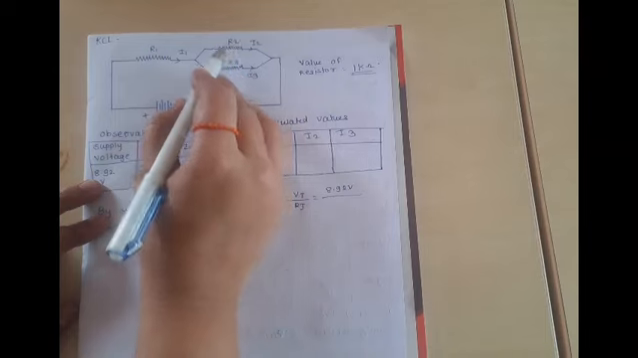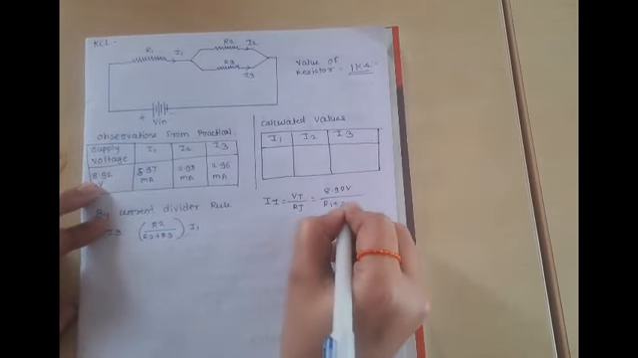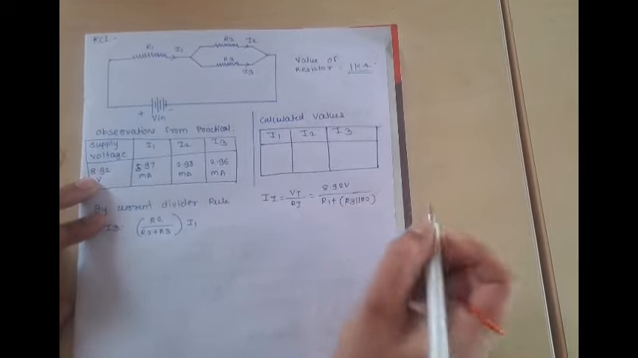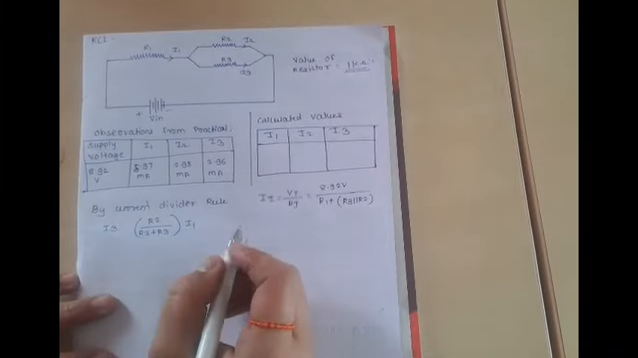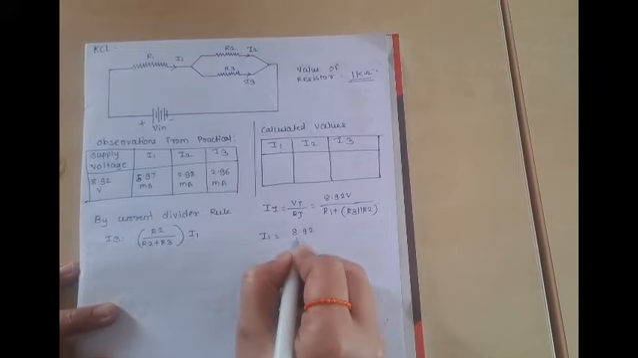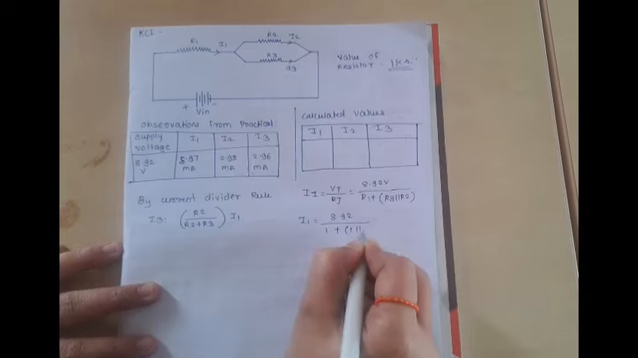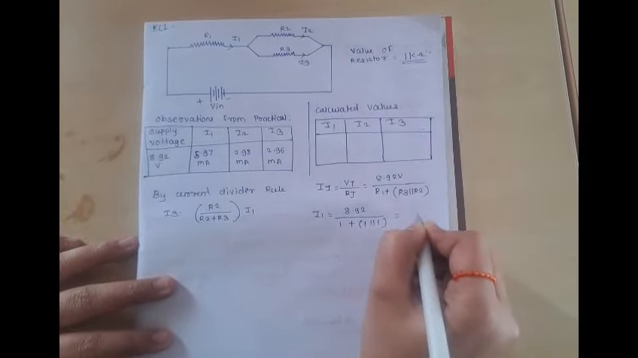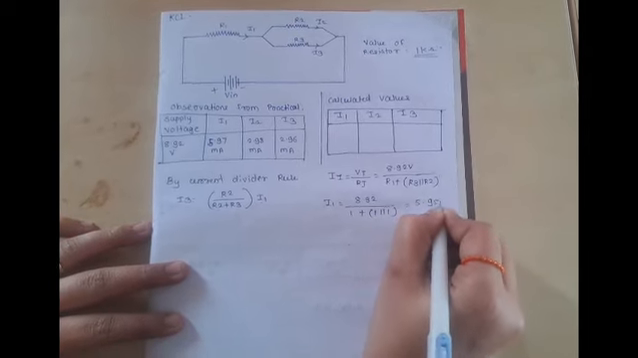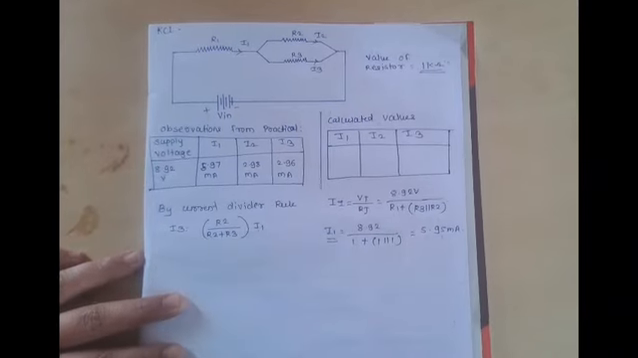Here R1, R2 and R3 are in parallel with each other, so R1 plus R2 parallel to R3. We connect resistors of 1 kilo ohm, so I1 equals 8.92 divided by 1 plus 1 parallel to 1, which is 5.95 milliampere. So the value of I1 is 5.95 milliampere.